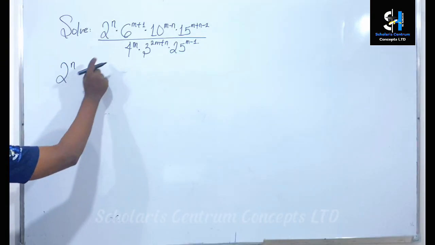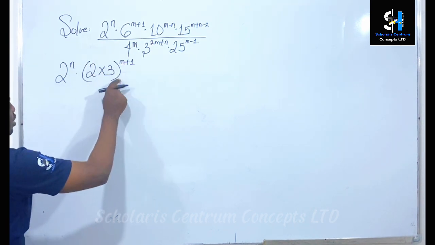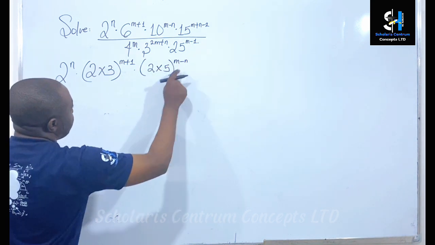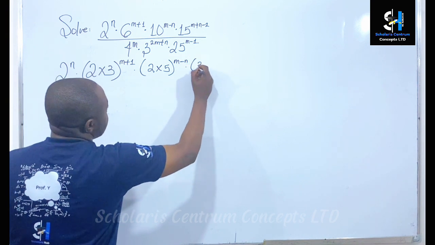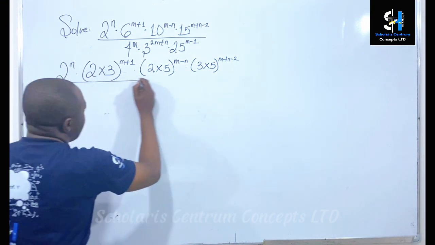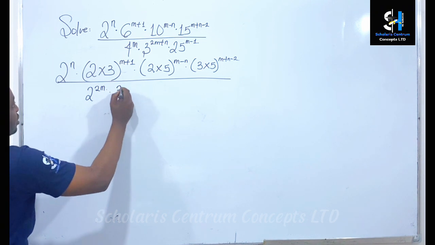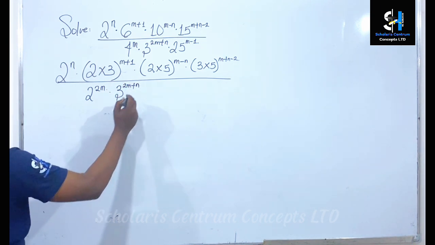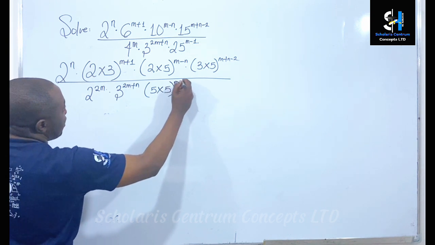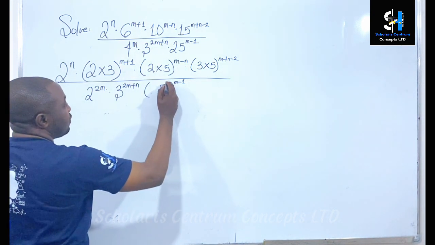2^n, but 6 will be factorized into (2 times 3) raised to the power of n+1, multiplied by, this will be (2 times 5) raised to the power of n-n, then multiplied by (3 times 5) raised to the power of n+n-2, all over 2^(2m) multiplied by 3^(2m+n). Then this will be factorized into (5 times 5) raised to the power of n-n, which is the same thing as 5^2.